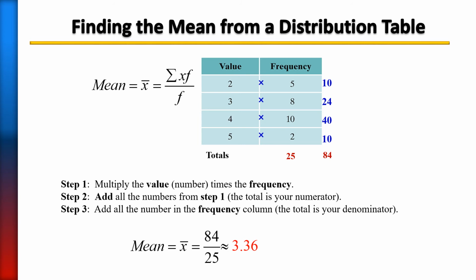So that is how you can find the mean from a distribution table versus having to list all the numbers. But I want to show you, it's doable. If you didn't understand this method, you can certainly on the test list your numbers out and find it the regular way of adding all your numbers and dividing by the number of numbers.